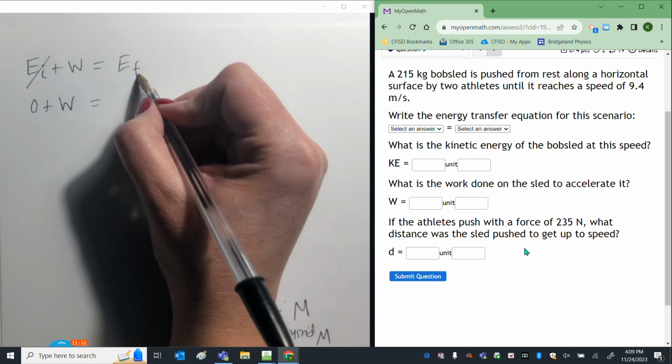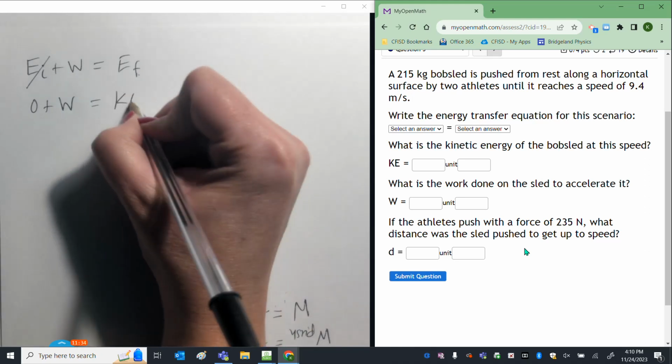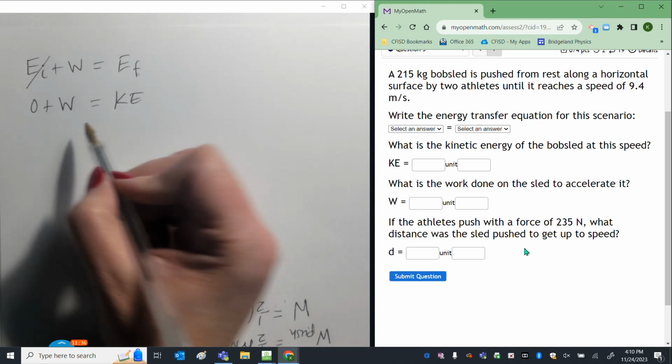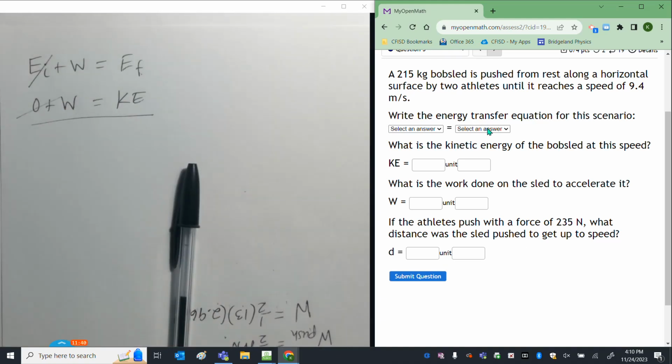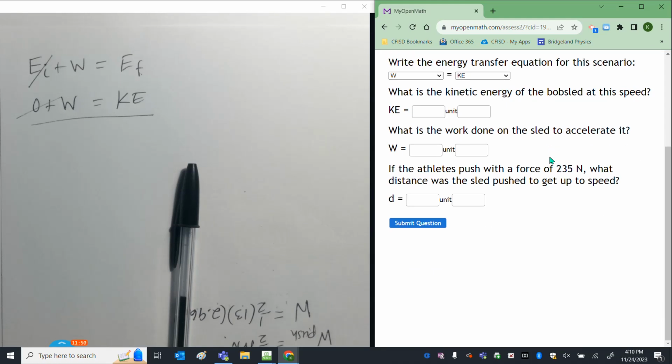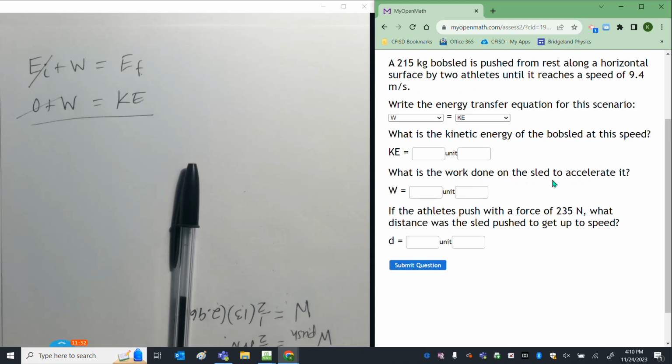At the end, it's moving, so we have kinetic energy. So our energy transfer equation is this. Now, you're not going to see the 0 in there. It's just going to be work equals KE. What is the kinetic energy of the bobsled at this speed?